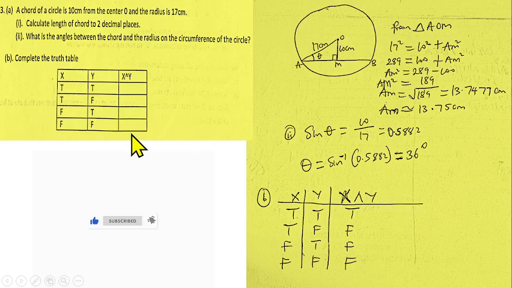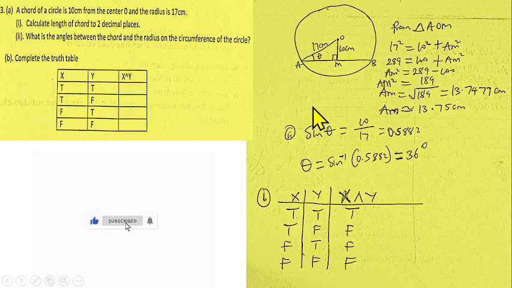Do we understand that? What is the angle between the chord and the radius of the circle? The angle between this chord and this radius is this theta you're having here. They said we should find the angle between the chord, which is this, and the radius, which is this. So the angle here we label theta. So how do you get that?